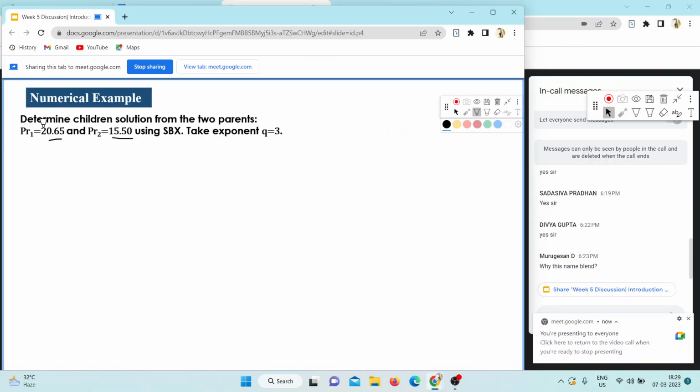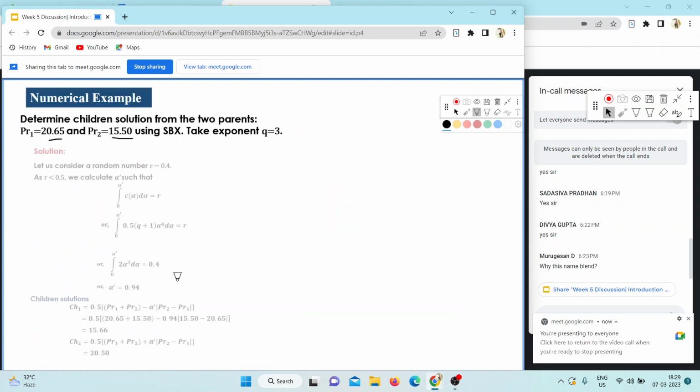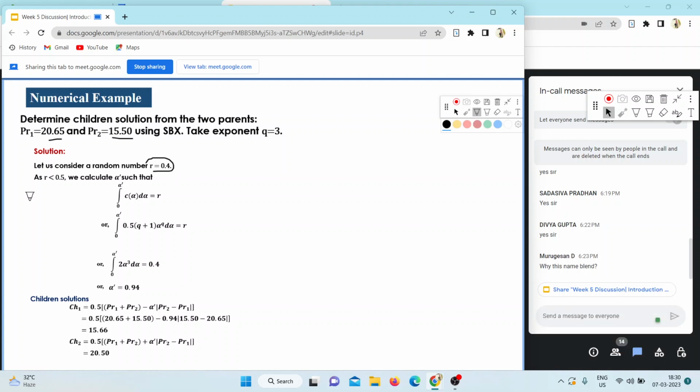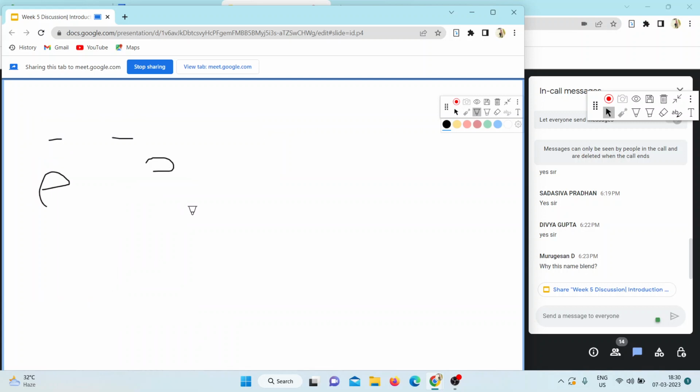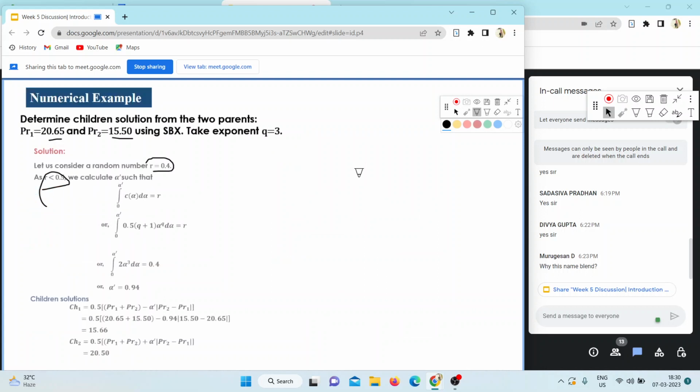So these are the two parents given, and q equals 3 is given, and you have to do the solution. We have taken r as 0.4. You can also try with expanding crossover, and take r above 0.5. We have actually tried this with contracting crossover. For contracting crossover, r less than 0.5, you have to use this formula: the integral from 0 to alpha dash of C alpha d alpha equals r. That's what has been done here.